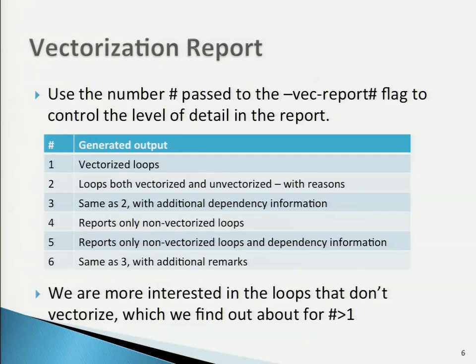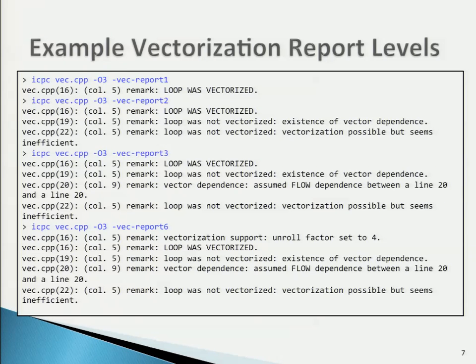Level 3 will do the same, but where there has been a problem due to dependency, it will give you some more detailed information that might help you find the cause of the problem. And then 4 and 5 show us just the loops that haven't been vectorized. And then level 6 gives some more detailed comments, as we'll see over here. So here is a simple little bit of code, and I compiled it with the different reporting levels, and this is the output I got.